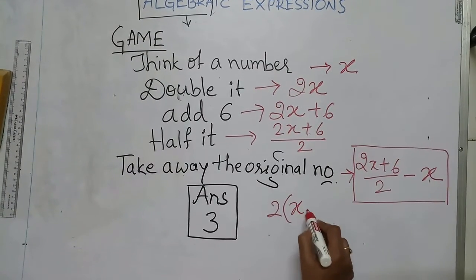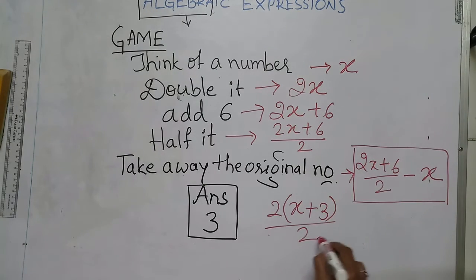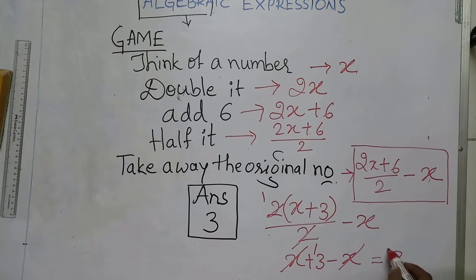In the numerator, if you take 2 common, what remains is (x plus 3) by 2 minus x. Cancel the 2s. Then x plus 3 is remaining, and there is another minus x. This minus x and plus x go to 0. Then what remains here is 3. Always I'll get the answer for this expression as 3. Whatever number you thought of, that number is going to cancel, and finally I'll get 3.